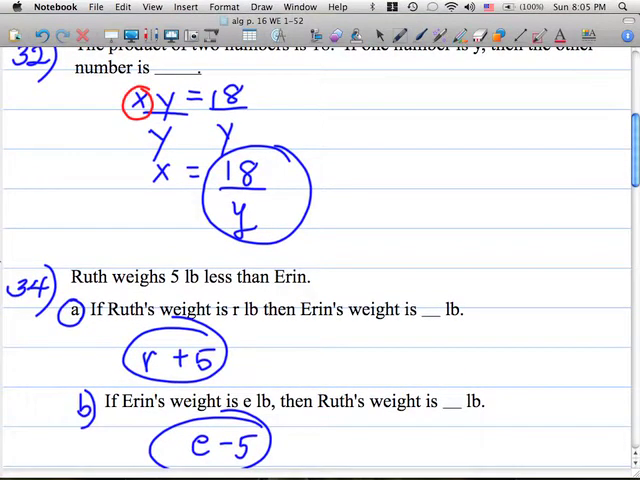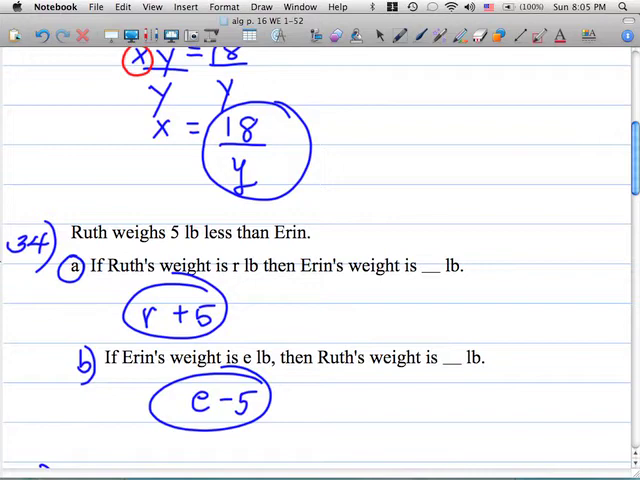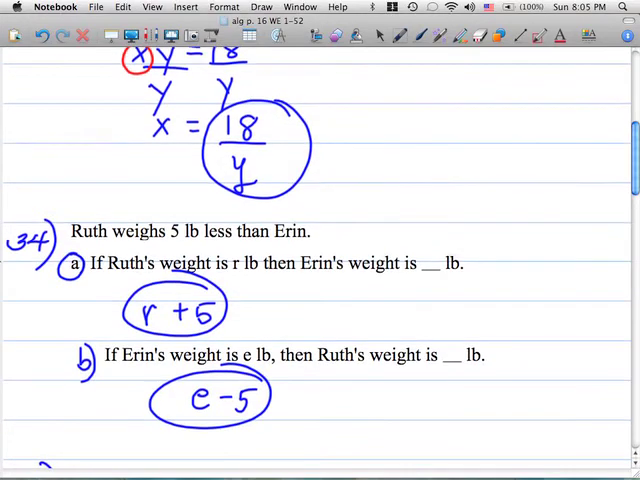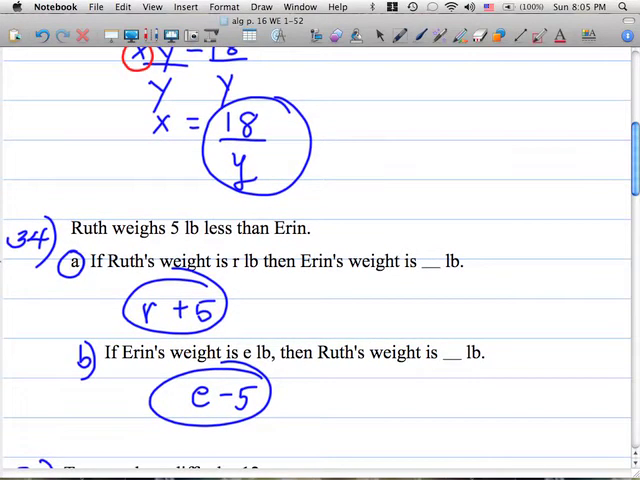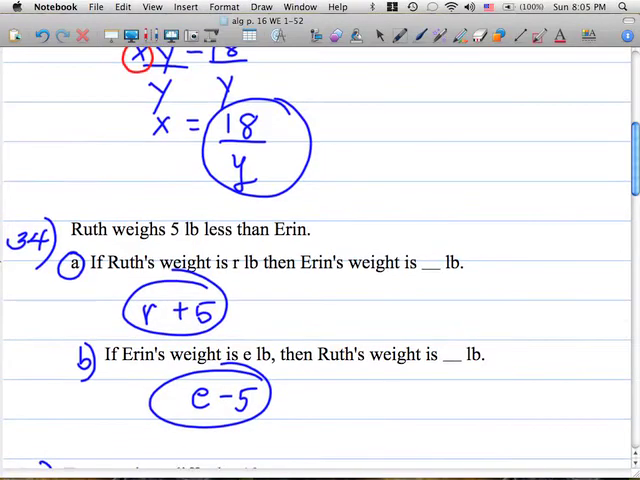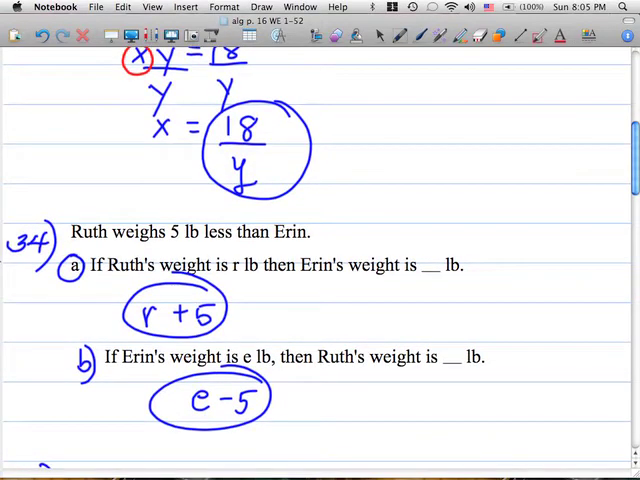34 has 2 parts. Be sure you do both parts when you do 33 and 35, or it'll be incomplete. 34, it says Ruth weighs 5 pounds less than Aaron. Problem A. If Ruth's weight is R pounds, then how would you represent Aaron's weight? Well, if Ruth is R, and Ruth weighs 5 pounds less than Aaron, then Aaron must weigh 5 more. So R plus 5 for Aaron.